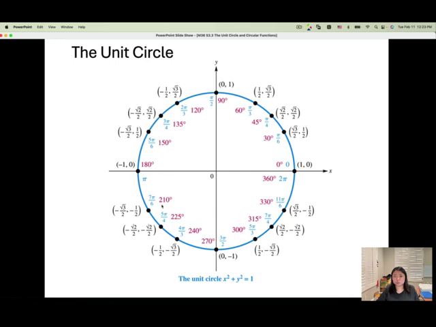You can also look at 210. The reference angle of 210 is also equal to 30. So they share the same coordinate, they just have different signs here. So x and y in this quadrant will be negative. And the last one, 330. The reference angle of 330 will be 30 again. So we have the same coordinate, root 3 over 2, and y will be negative, so negative 1/2.